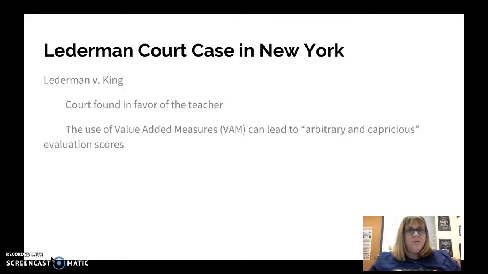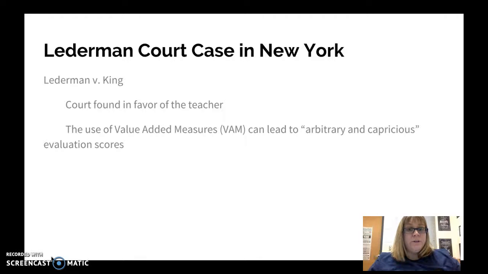I pulled out a specific court case in New York and looked into that a little bit more. The Lederman court case in New York, Lederman v. King. The court found in favor of the teacher who was going to be dismissed based on an ineffective rating, but her rating of ineffective points-wise was almost the same as the year before, within a nominal number of points, and she was rated effective. And so it was this value-added measure that was in the evaluation system that really impacted her evaluation score. And so the court actually found that the use of value-added measures can lead to what they said were arbitrary and capricious evaluation scores.